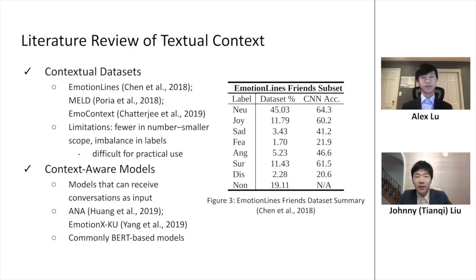Several works have been conducted in this area, including contextual datasets and context-aware models. Contextual datasets such as EmotionLines, MELD, and EmoContext provide the conversation as input to give contextual information. However, there are few contextualized datasets, making them difficult for practical use. Context-aware models are models trained on contextualized datasets and receive conversations as input. Many of these models, such as ANA and EmoXQ, are BERT-based models, which have been shown to be effective.